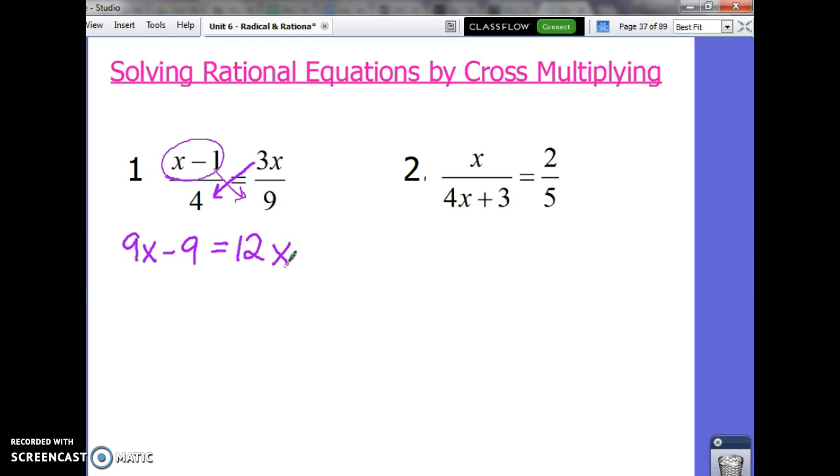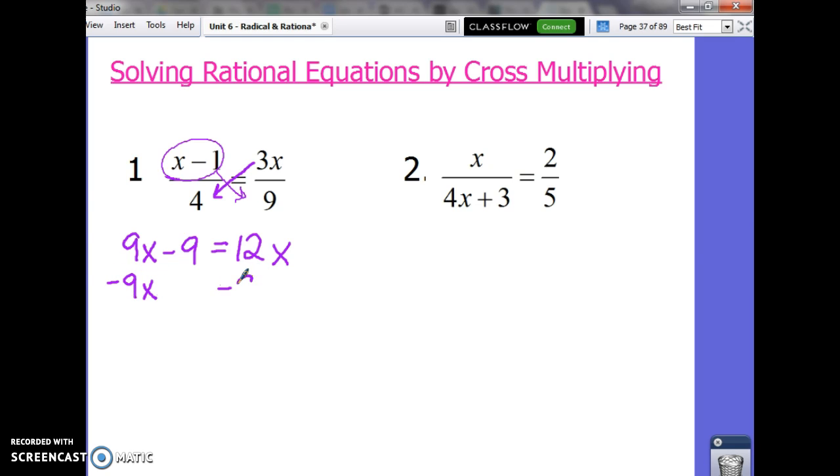Now, all you have here is a linear equation. You don't have anything that's squared. You don't have anything crazy. You just need to get your x's together on the same side of the equation and then solve for x. And really, it doesn't matter which side of the equation you get your x's to. Typically, we move the smaller one, but it really doesn't matter.